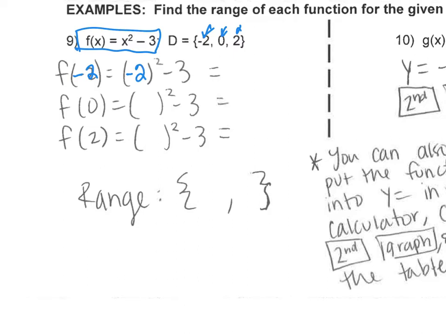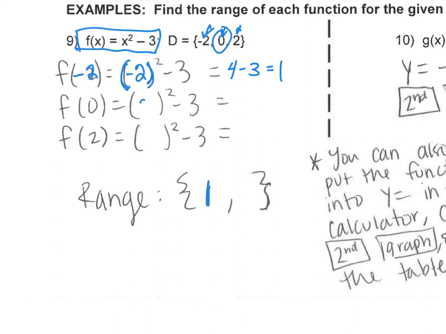Now when you plug that into your calculator, make sure that anytime you're squaring it, if it has a negative, you put it in parentheses. So -2 squared is 4. 4 minus 3 would give me 1. So I know I have a range. My first value is 1.